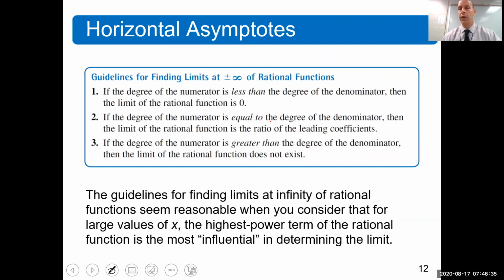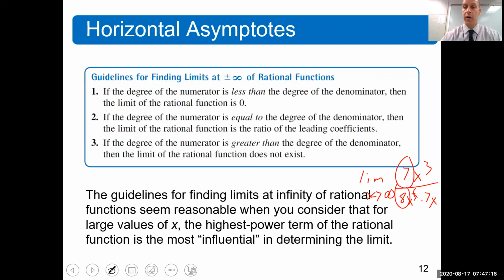Okay, horizontal asymptotes. Here are some guidelines for finding limits at plus or minus infinity of rational functions. If the degree of the numerator is less than the degree of the denominator, then the limit of that rational function is 0. We just saw an example of that. If the degree of the numerator is equal to the degree of the denominator, then the limit of the rational function is the ratio of the leading coefficients. So what I'm saying here is if I did a limit as x goes to infinity of, let's say, 7x to the third divided by, let's say 8x to the third minus 7x, you just look at the leading coefficients.